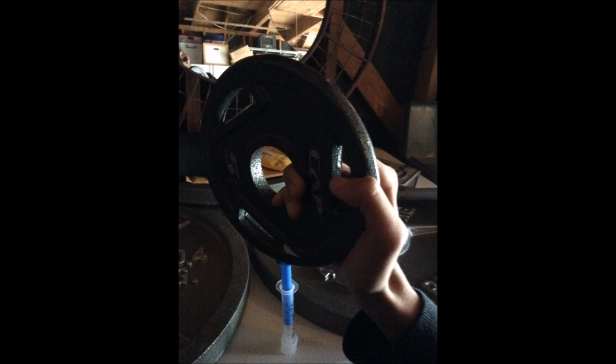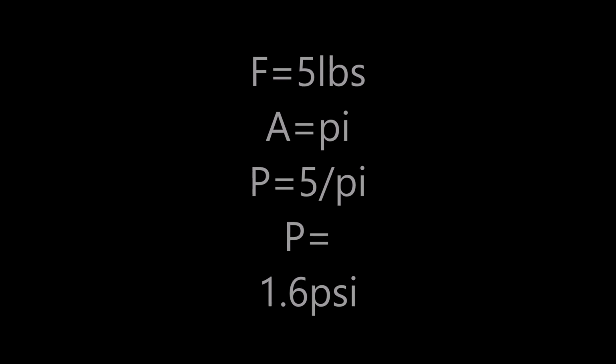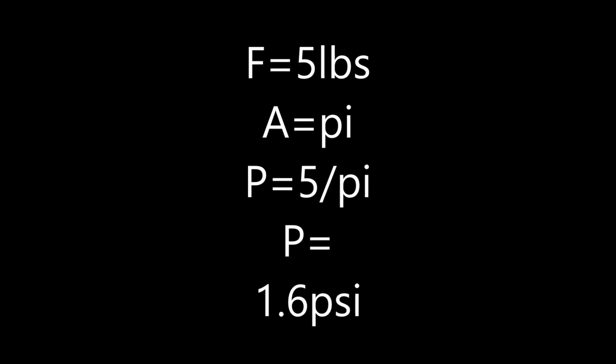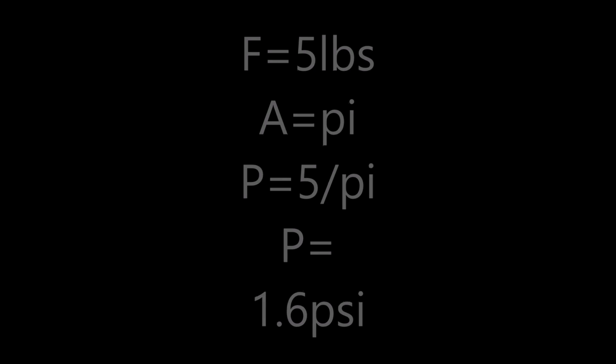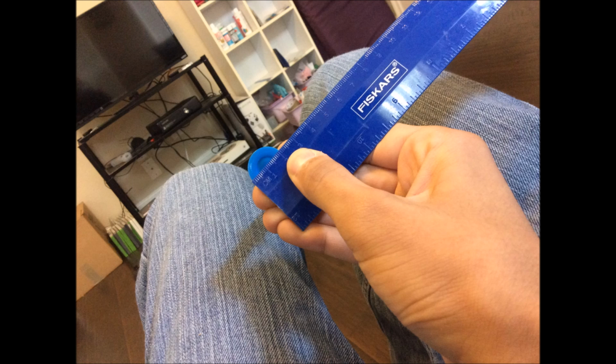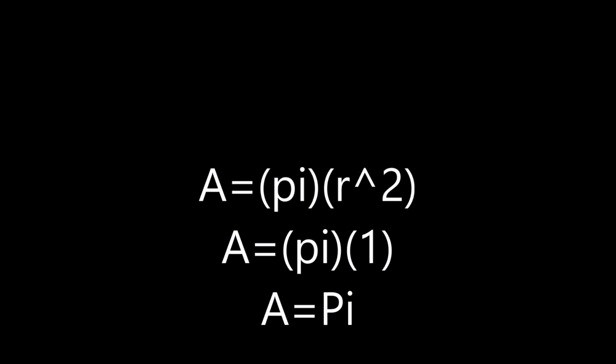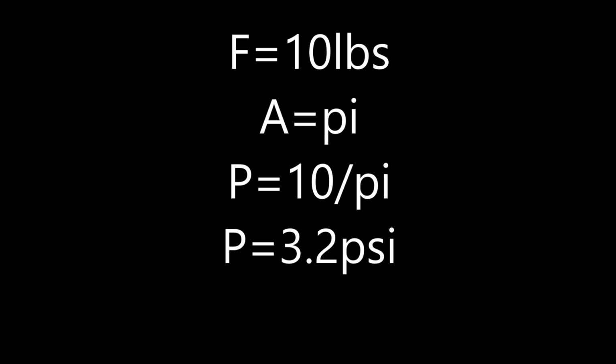Then I applied the 5-pound weight and guided it with my hand. The 5-pound weight compacted the air to around 2.4 milliliters. The pressure applied by the 5-pound weight is 1.6 psi, because the pressure is the same as the weight, or force, divided by the area. The area of the plunger is just pi, because the radius is 1. Accordingly, the pressure from the 10-pound weight is 3.2 psi.